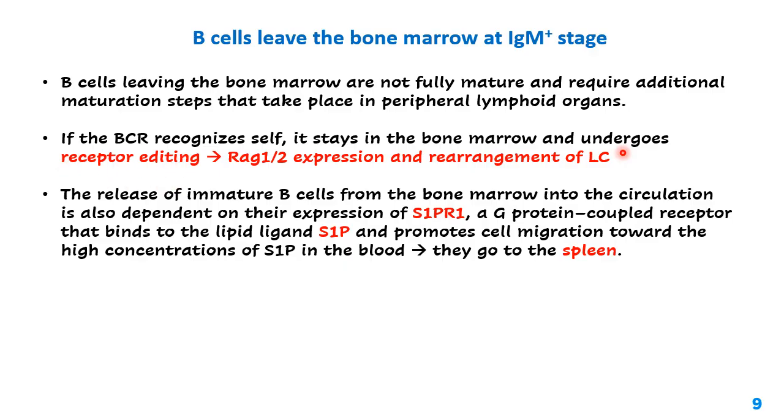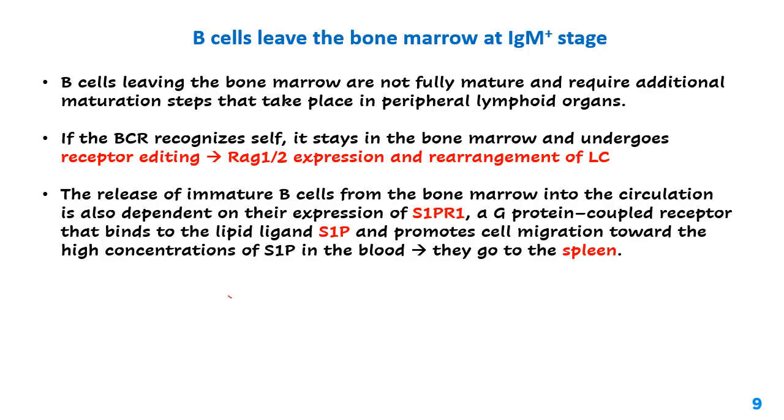Now let's say that they passed the test, they made the light chain. What's going to happen here? Look what's going to happen. They are going to upregulate a form of a protein on the surface that is actually a G protein coupled receptor. This protein is called S1PR1. This protein is going to bind a ligand that is present in the blood. As this cell undergoes negative selection and it survives, it starts to upregulate the receptor.